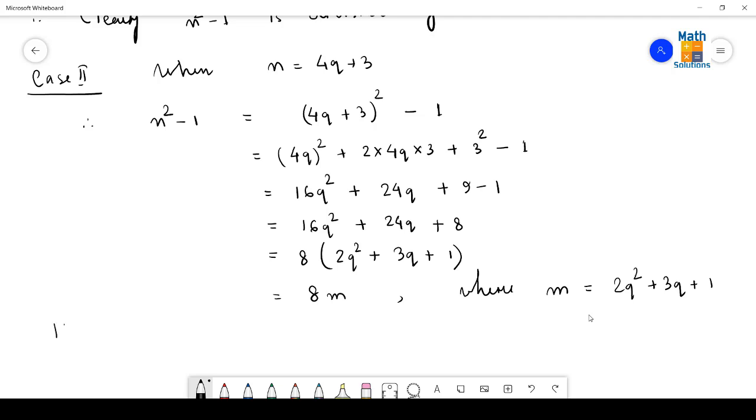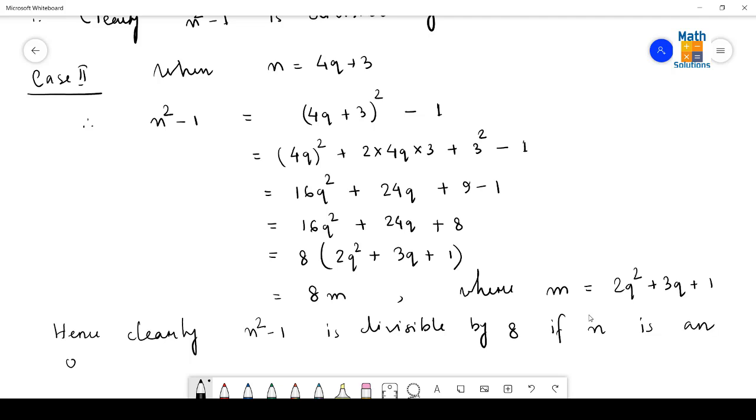So the final line we can write in this way: hence clearly n square minus 1 is divisible by 8 if n is an odd positive integer. That was what we had to prove.